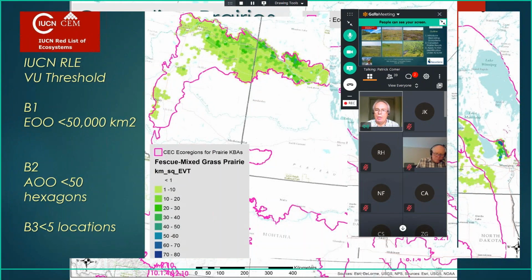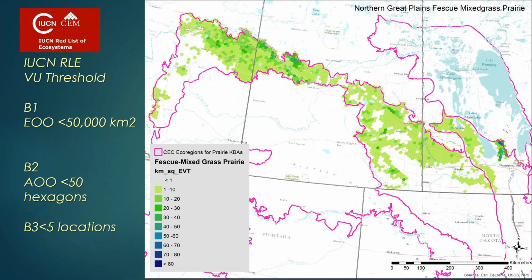So let's look at these B criteria that really want to get at distribution. To cross vulnerable status under B1, B2, or B3, B1 is looking at the overall extent. You could think of this, formally, as establishing a minimum convex polygon around the total distribution of the type. And if that larger polygon is less than 50,000 square kilometers, that would trigger vulnerable status under B1. So in this case, we're looking at the fescue mixed grass, and no, it would not. It would score as least concern.